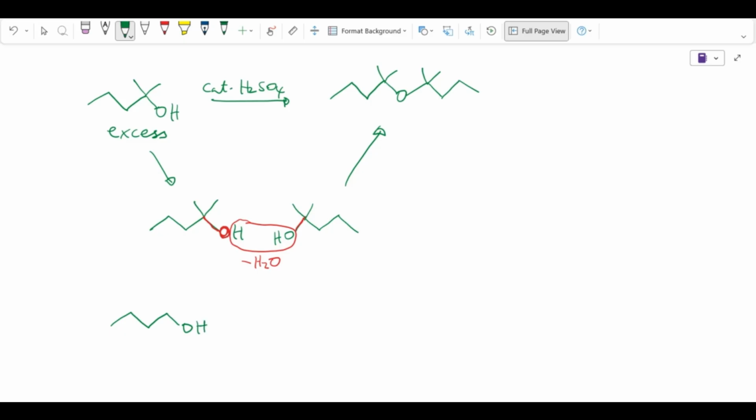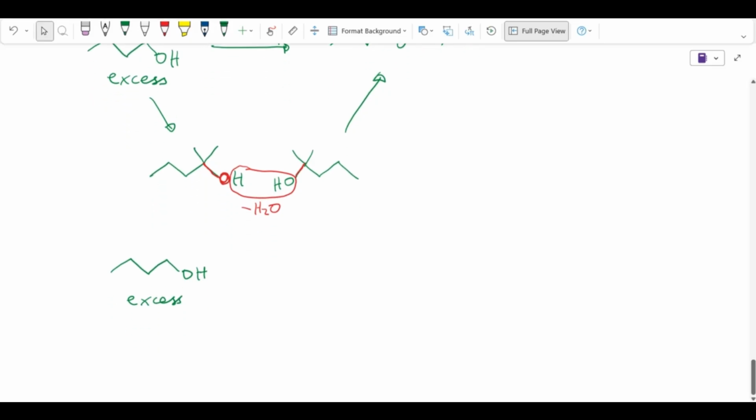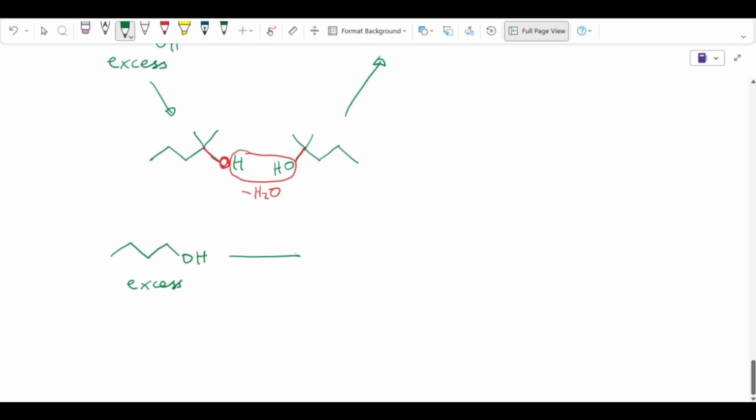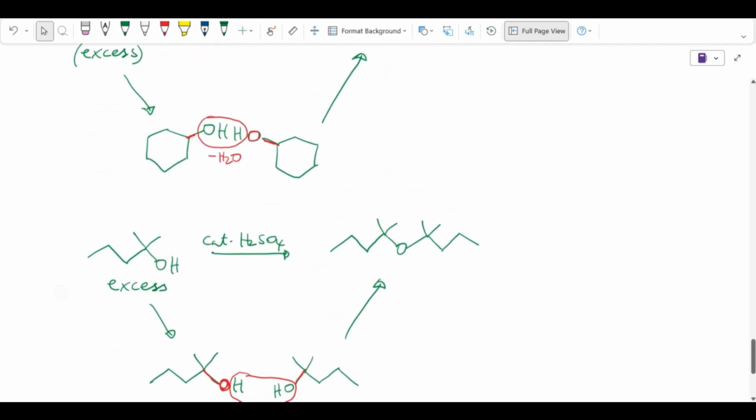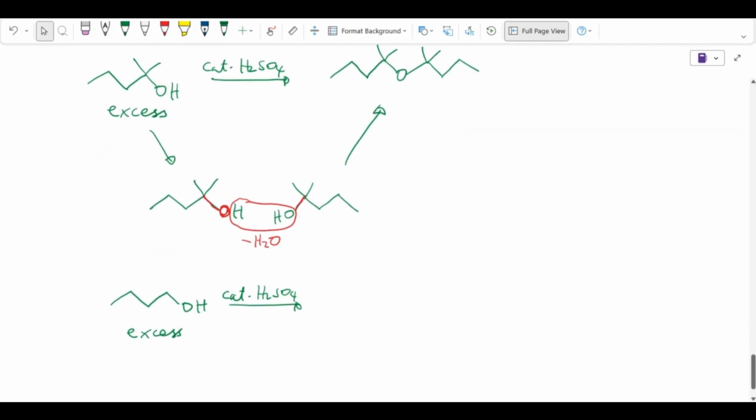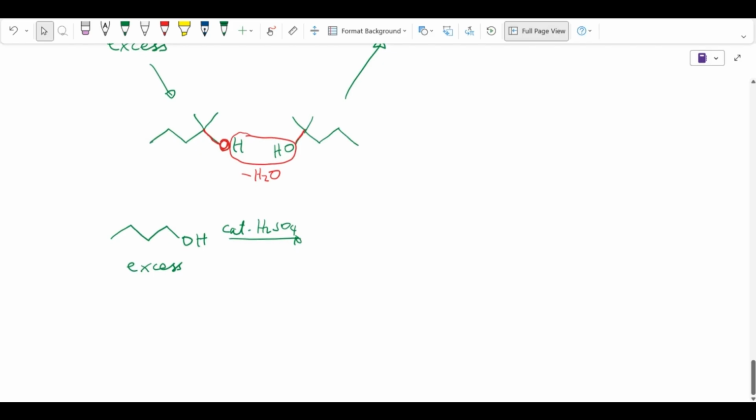Another example. So we're told that if you treat this excess alcohol with catalytic sulfuric acid, what's going to be the product of the reaction? Now, recall that we did mention that for this reaction to work, one of those alcohols has to be a secondary or tertiary alcohol, because the reaction goes through an SN1 mechanism.